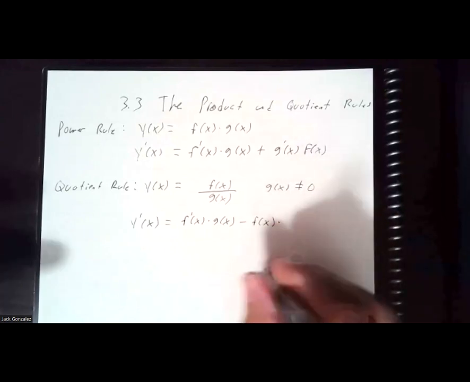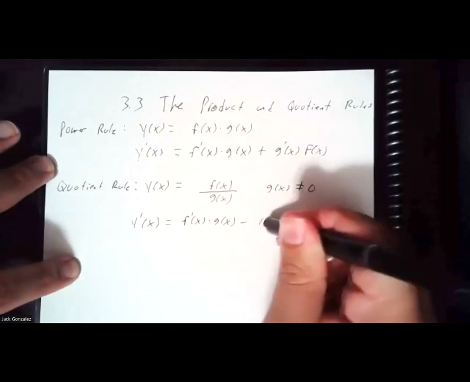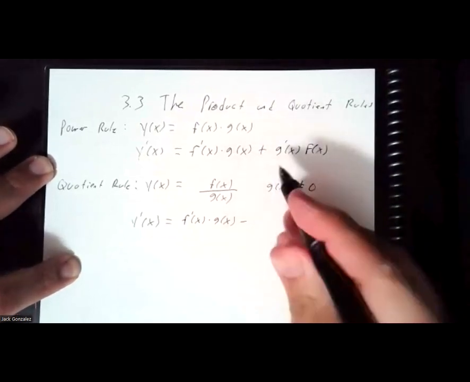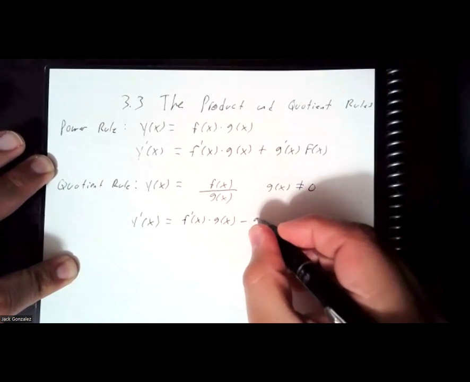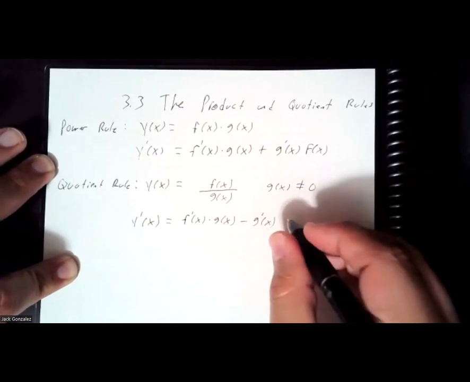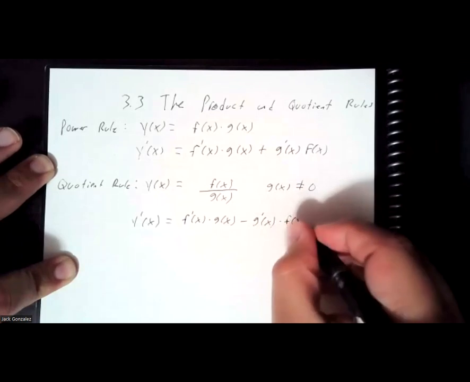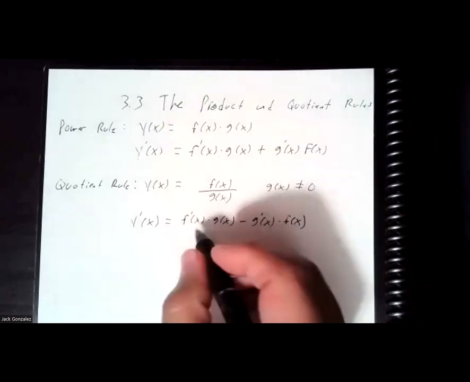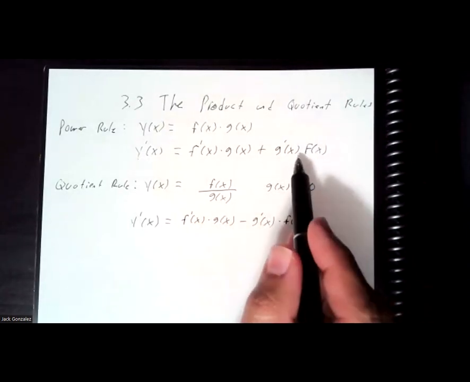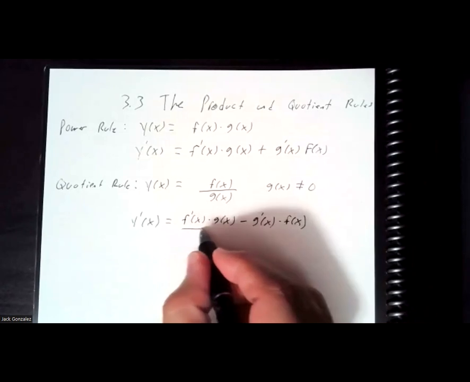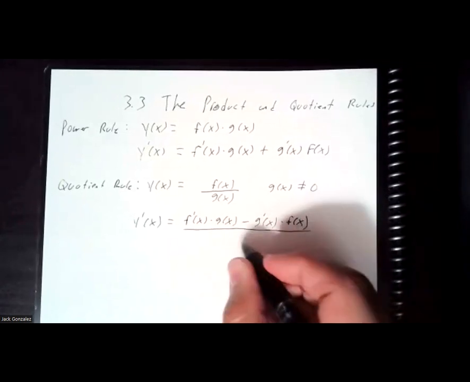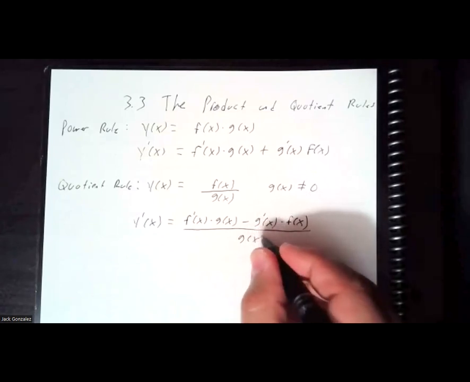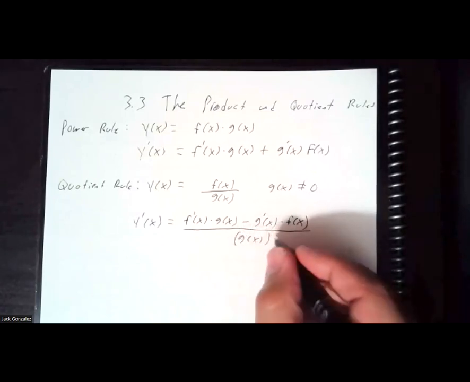times, oops, actually, I'm going to try to write the same way I wrote the other one. Minus the derivative of the second times the first. Double check everything. Yes. So I believe it's the same thing. Yeah, there we go. Divided by the g function squared. So whatever that is, squared.